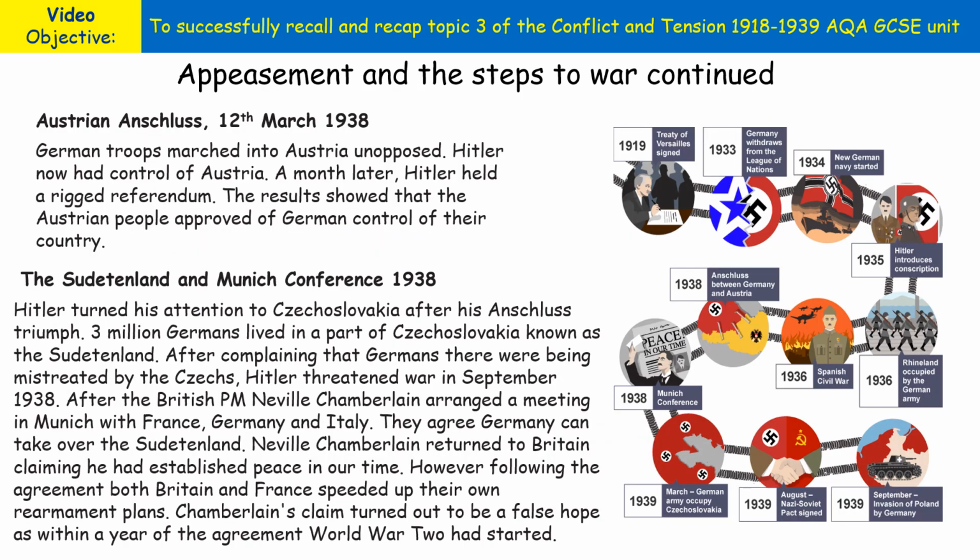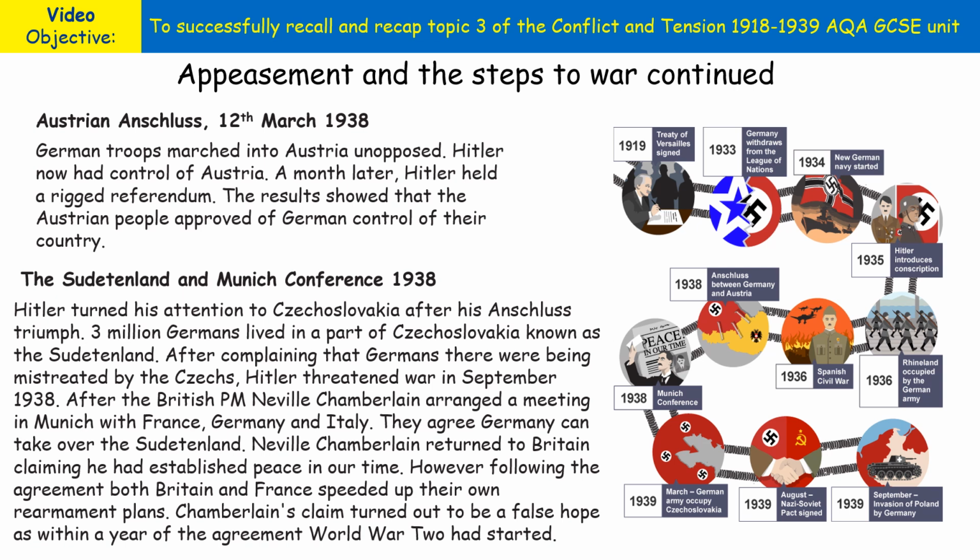Another significant event that happened during this period of appeasement was Anschluss with Austria. Don't forget, this was one of Hitler's foreign policy aims that he made clear in his book Mein Kampf. And on the 12th of March 1938, German troops marched unopposed into Austria.